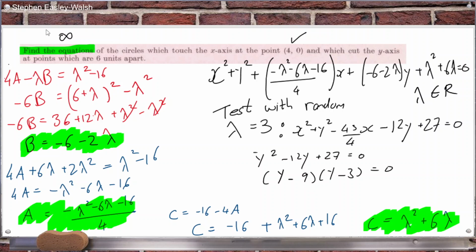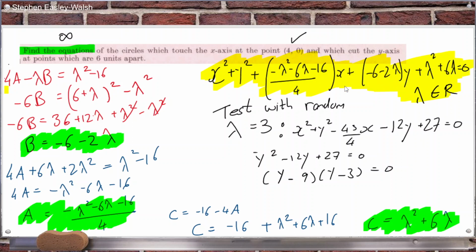Of course it's not a conclusive proof that I got the right answer, but it's definitely reassuring that if I pick a random lambda, I do produce a circle which meets the criteria of the question. That is, it passes through the point (4, 0) and cuts the y-axis at points which are 6 units apart. And there appears to be an infinite number of circles that satisfy that requirement, and that's the form of the equation of all those circles.